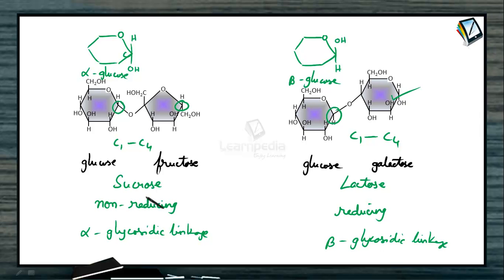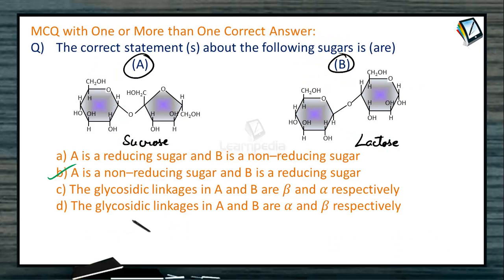So in sucrose, it is alpha glycosidic linkage. In lactose, it is beta glycosidic linkage. So in A, the glycosidic linkage is alpha and in B, it is beta. So our answer is both option B and D.